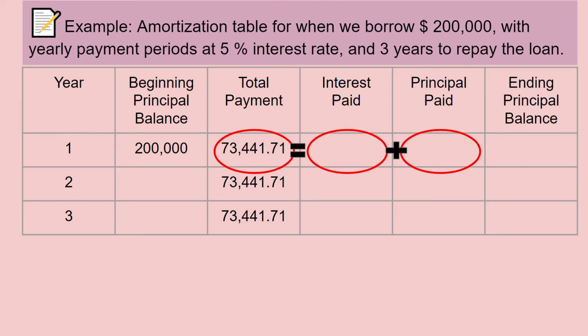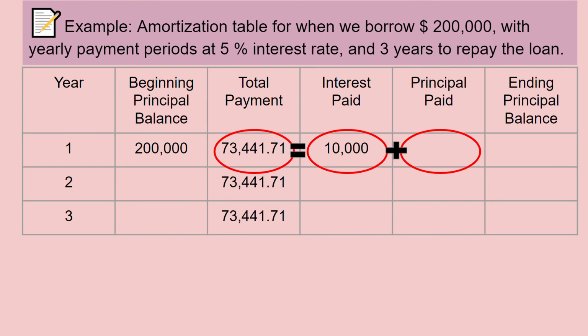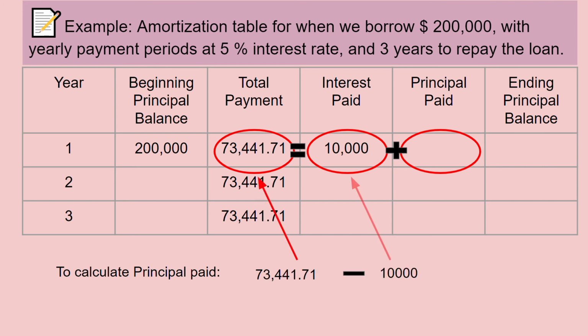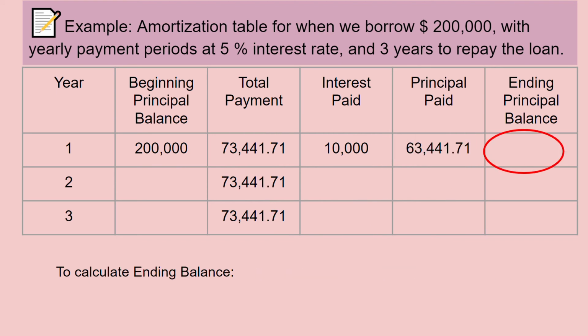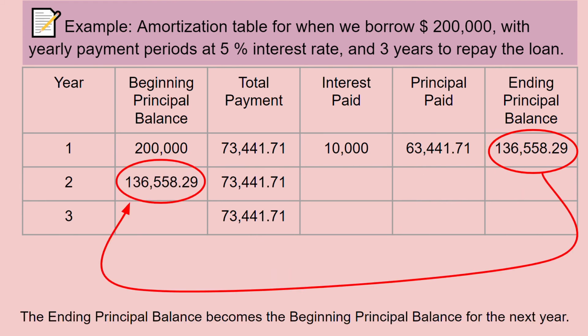For interest paid and principal paid, this is the relationship. To calculate interest paid, we have beginning principal balance times interest rate, and we get $10,000 interest paid for the first year. To calculate principal paid, we have total payment minus interest paid, and we get this amount. For ending principal balance, we have beginning principal balance minus principal paid, and we get this number. And this number is the beginning principal balance for the next year.